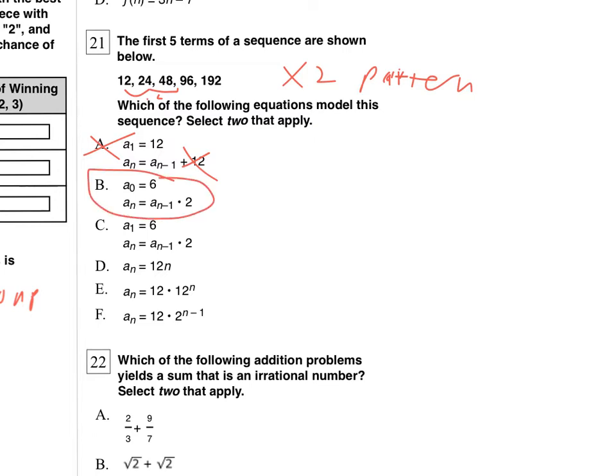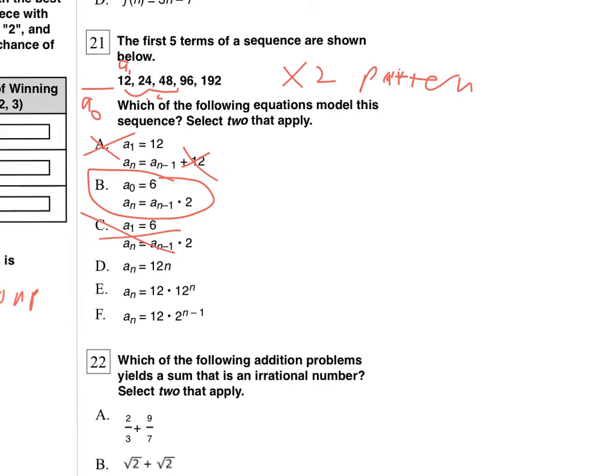It says a sub 0 is 6. So that's saying if there was another one back here, that would be a sub 0 because this one is technically a sub 1. And so if you put a 6 there, you can see that it does fit. So this one is incorrect because a sub 1 is actually 12, not 6. Next up here, I have the explicit formula, so I have to be able to plug in all these numbers and get out whatever it predicts.